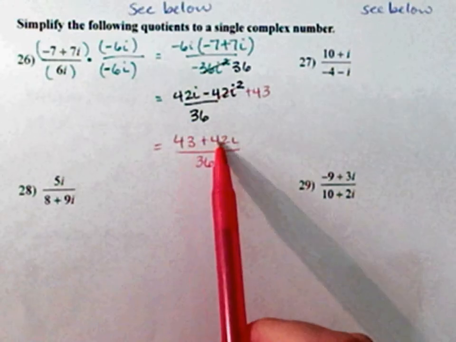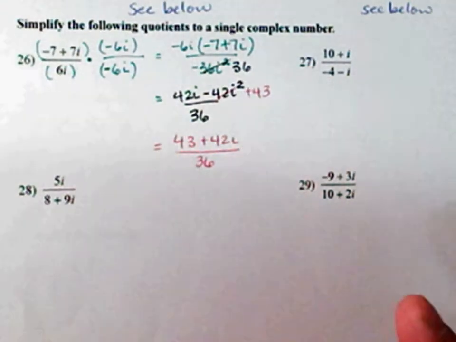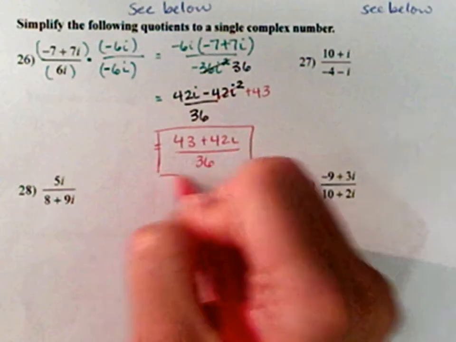Look at your three numbers. Any number that goes into 43, 42, and 36 other than 1. So this is your final solution. Okay.